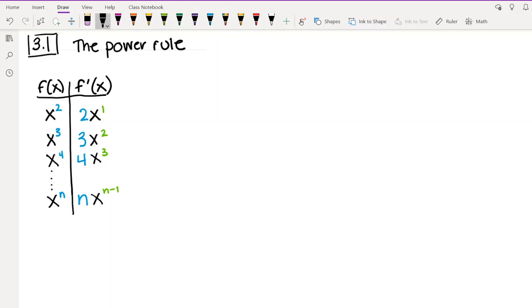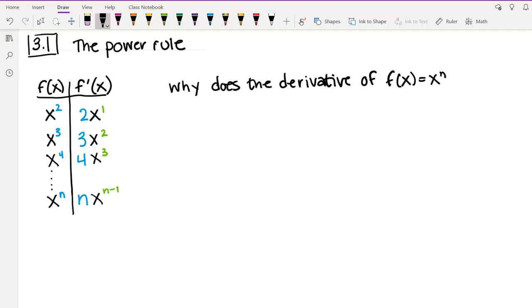So basically, why does the derivative of, if you have a function f of x equals x to the n, come out to be f prime of x is equal to n x to the n minus 1?